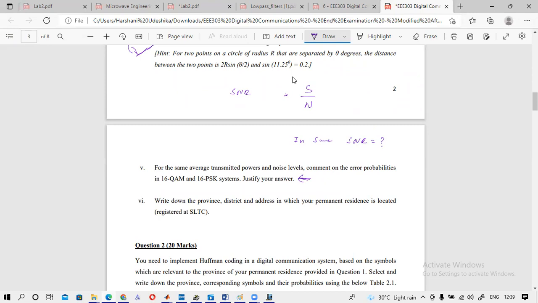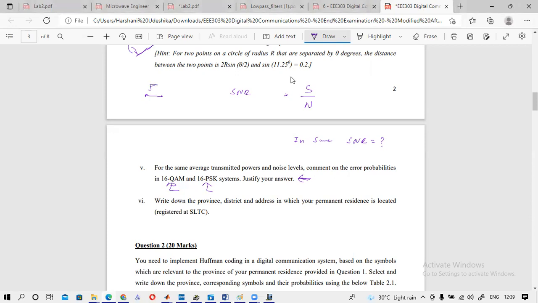And we have to justify it. So what do you think? Which one has the higher error probability, this one or this one? Just tell me. Yes, higher error probability should be in PSK.